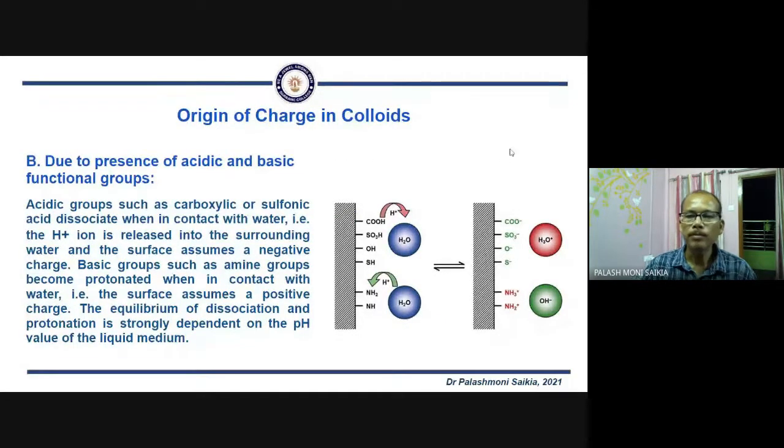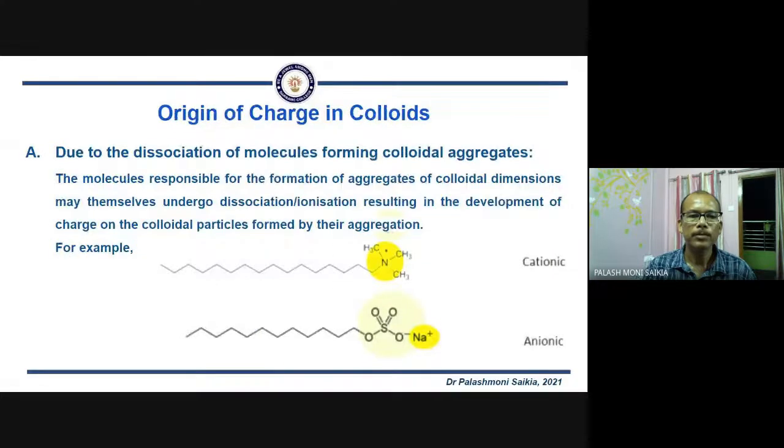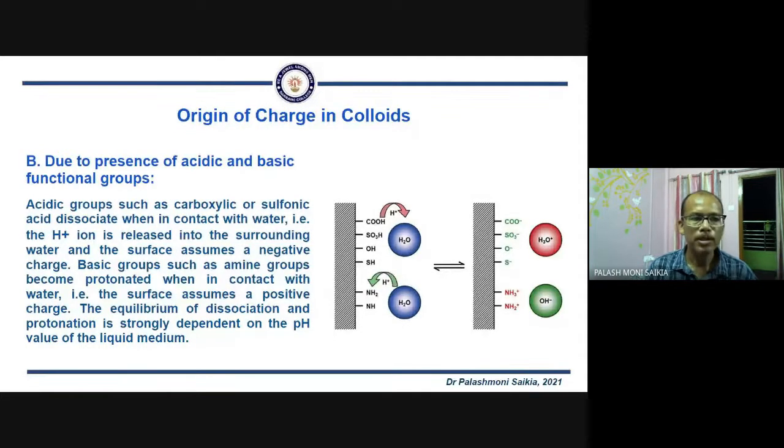Now let us see the second point. So this is basically the other reason for the origin of charge on colloid, and that is presence of acidic and basic functional group. So most of the colloids do carry the carboxylic group, sulfonic acid group, hydroxyl or thioalcoholic group on their surface, or they may have some amide linkage.